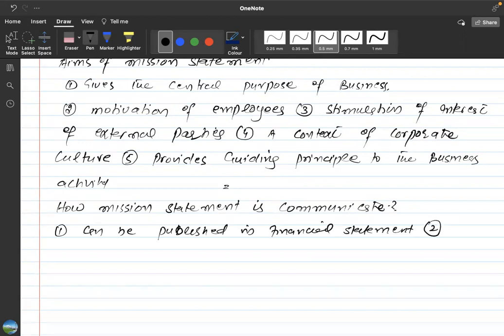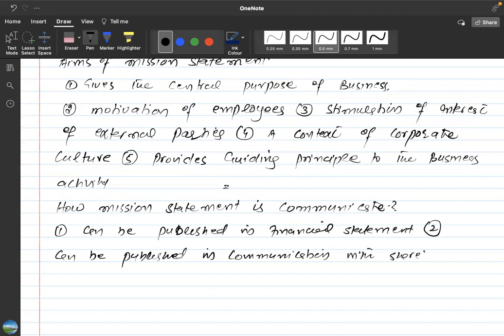It can be published in all the communication with the shareholders, like when we are writing letters to them, or issuing reports to them. It can be published in communication with the shareholders. We can do this too.